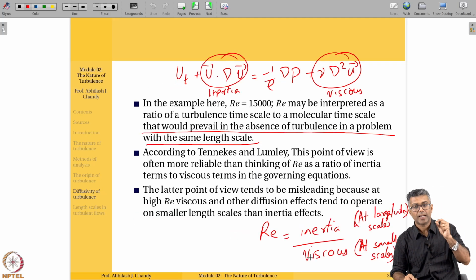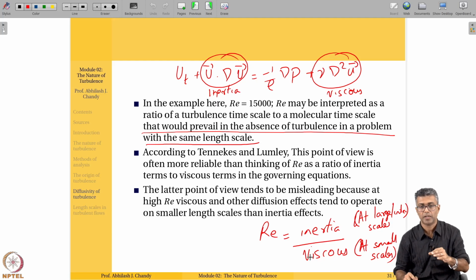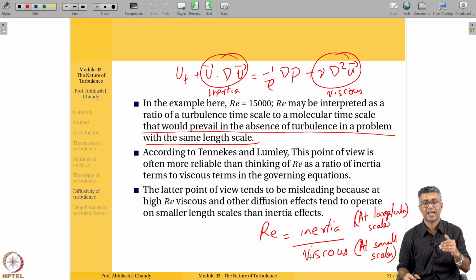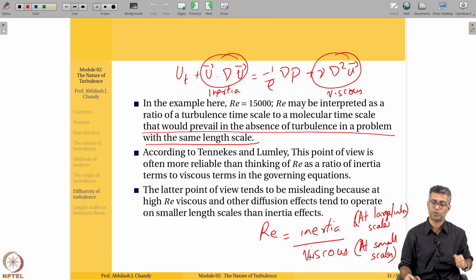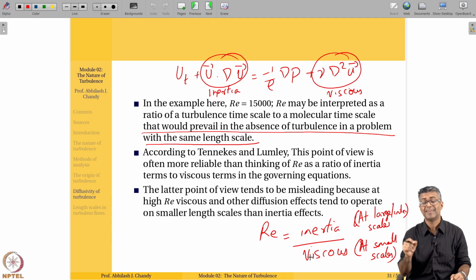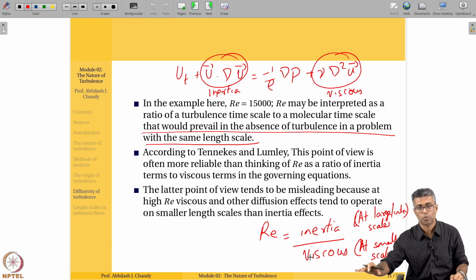And this brought about a very interesting observation, especially as presented in Tennekes and Lumley's book, where they argued that it is better to consider Reynolds number as a ratio of the turbulent timescale to the molecular timescale, rather than the ratio of inertia to the viscous terms. And this has to do with the role that viscosity plays in dissipation. As you know, dissipation happens at the small scales.